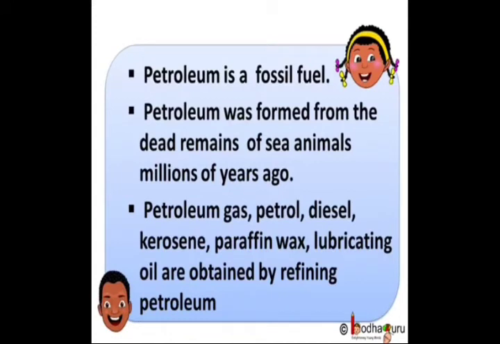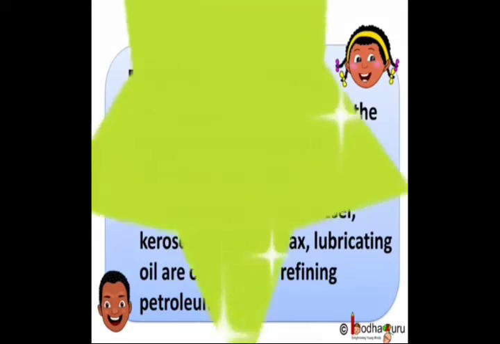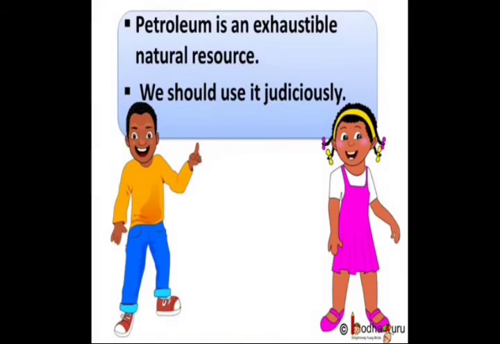And petroleum is a fossil fuel. Let us summarize the topic. Petroleum was formed from the dead remains of sea animals millions of years ago. Petroleum gas, petrol, diesel, kerosene, paraffin wax, and lubricating oils are obtained by refining petrol. These are all petroleum byproducts. Petrol is an exhaustible natural resource. We should use it judiciously. Don't waste those fossil fuels, because the availability is very less.